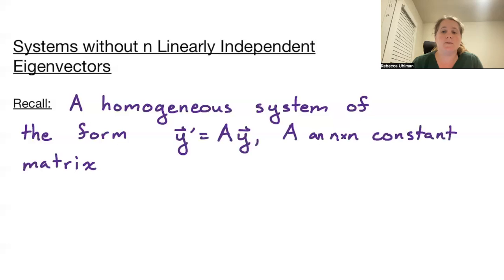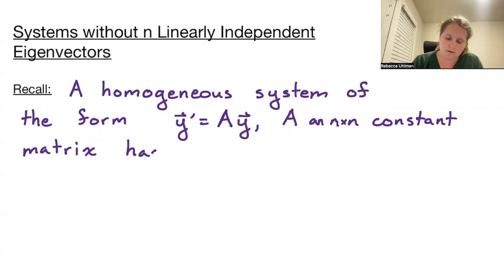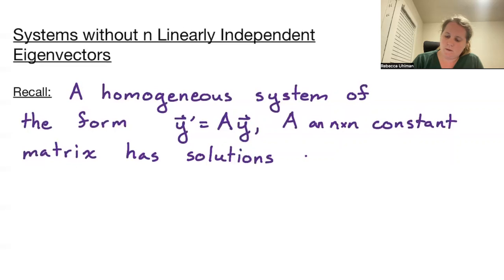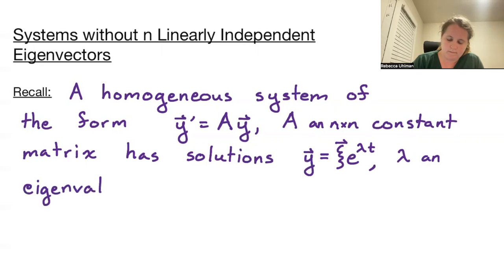A homogeneous system of this form has solutions y equals xi times e to the lambda t, where lambda is an eigenvalue and xi corresponding eigenvector.